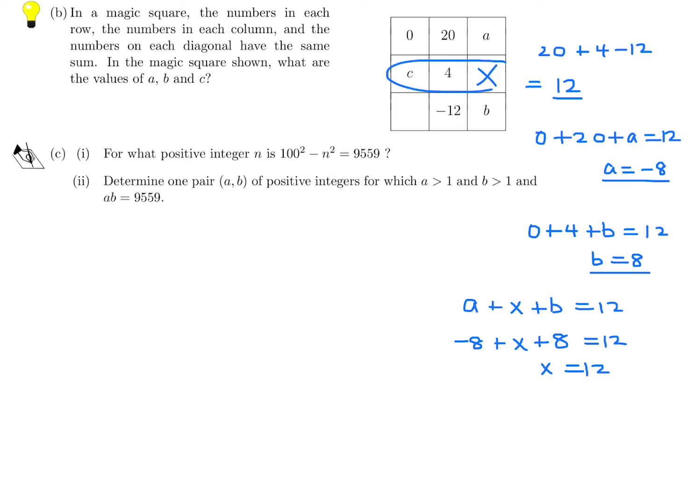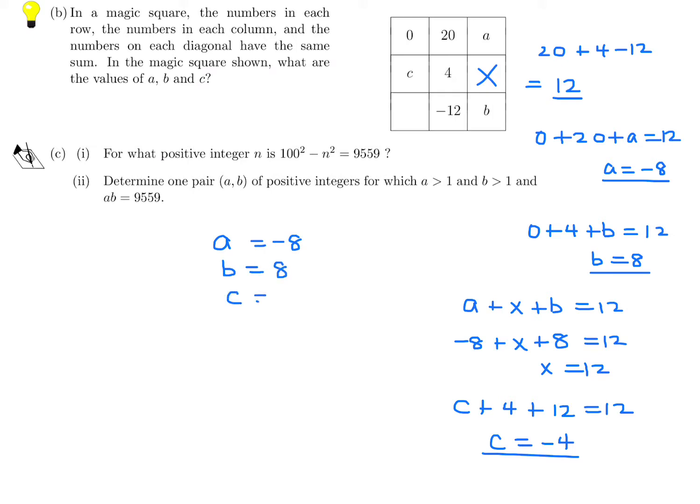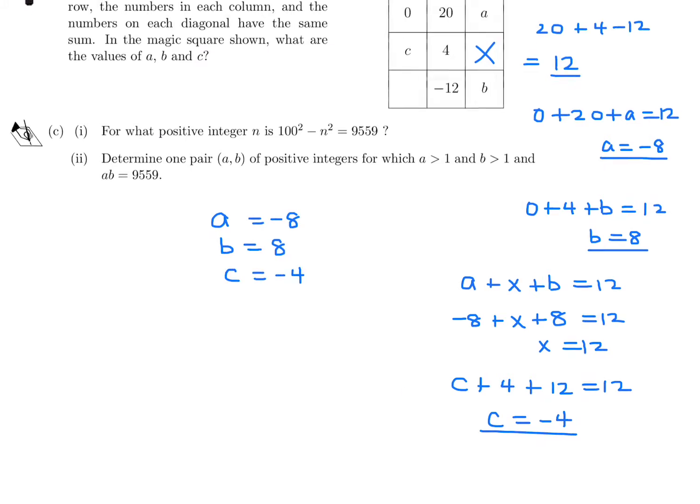So now I can concentrate on that row. C plus 4 plus X, which is 12, is equal to 12. Therefore, C is equal to negative 4. So A is equal to negative 8, B is equal to positive 8, and C is equal to negative 4. So there we go.